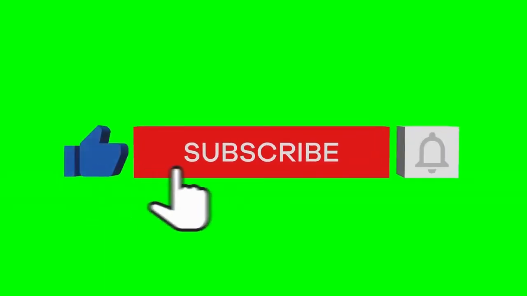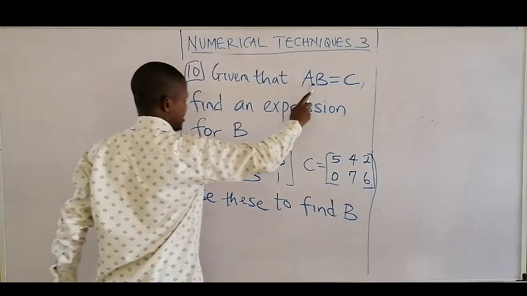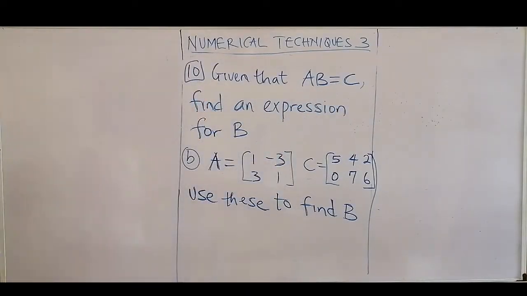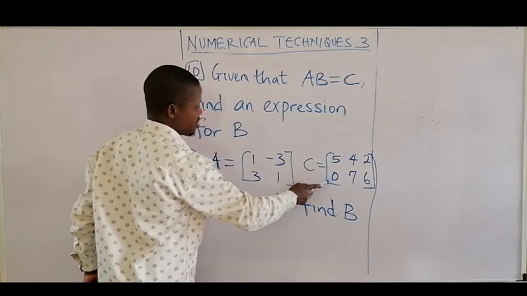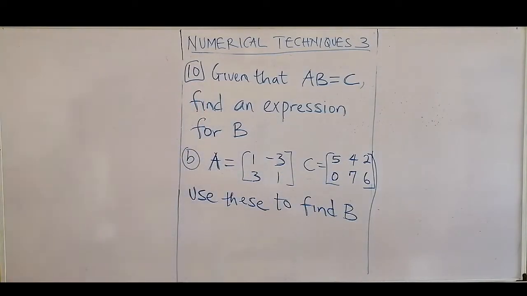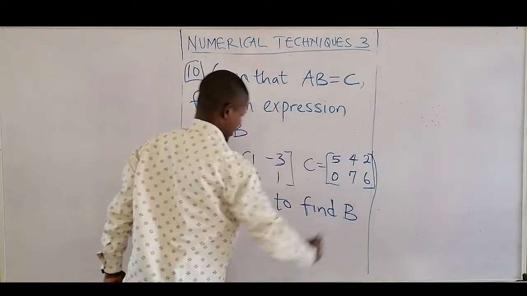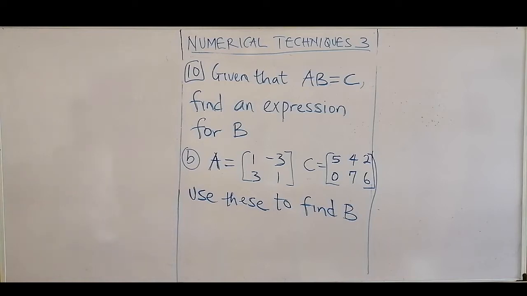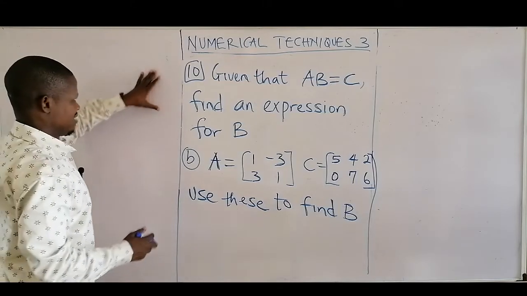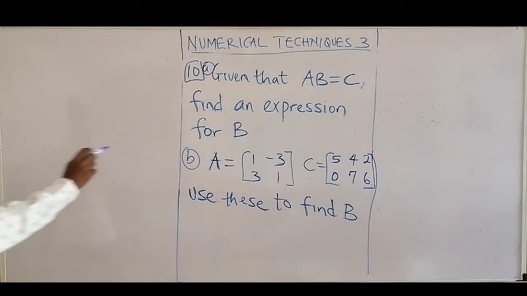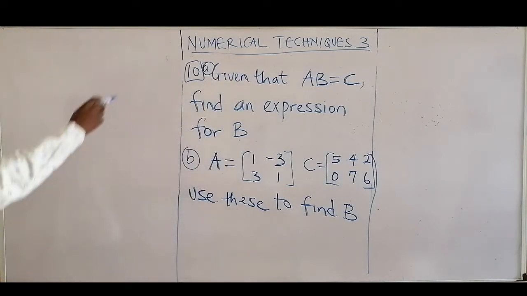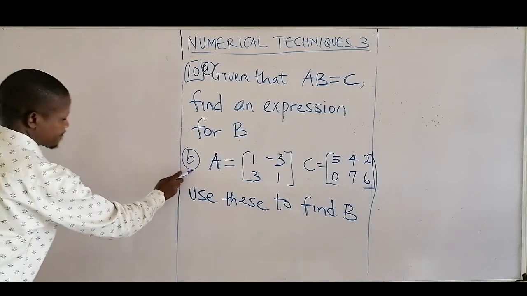Question 10: given that AB is equal to C, find an expression for B. We have the A matrix, which is 2 by 2, and the C matrix, which is 2 by 3, 2 rows and 3 columns. Then use this to find B. So these are 2 questions: the A part says we should find the expression for B, and this is the B part.